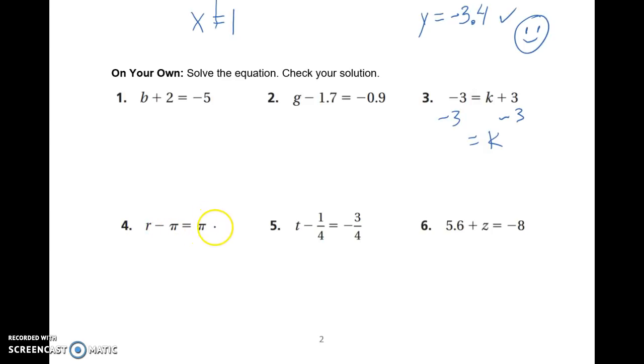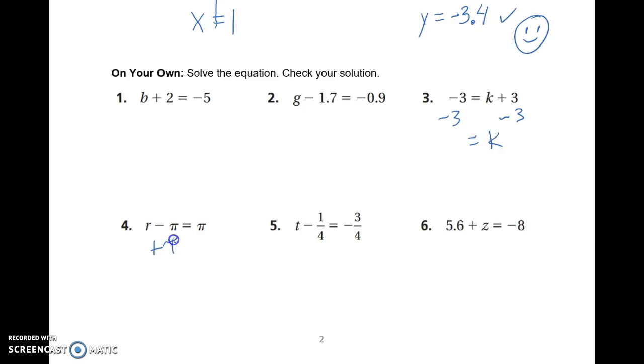Oh no, this one looks crazy. R minus pi equals pi. You're like, there are no numbers in here. Think about it. You guys know what pi is as a number. Yep, 3.14. So think of this as r minus 3.14.